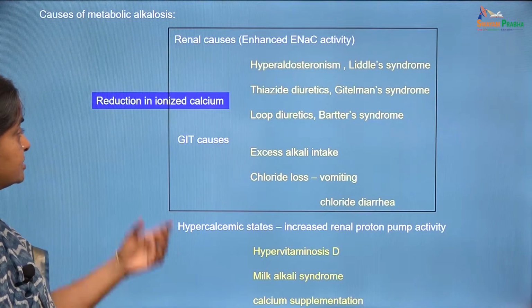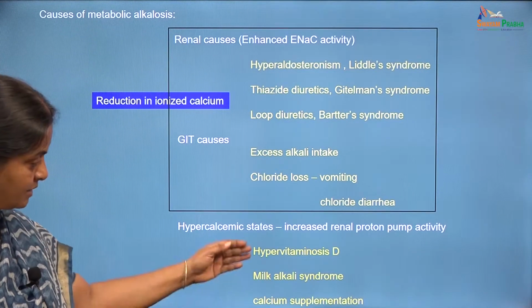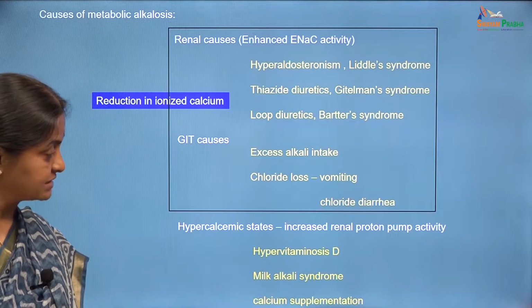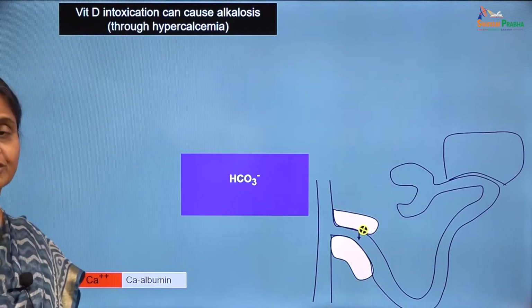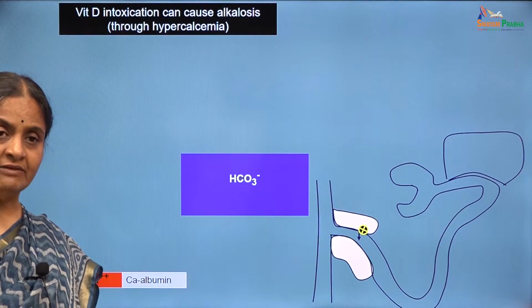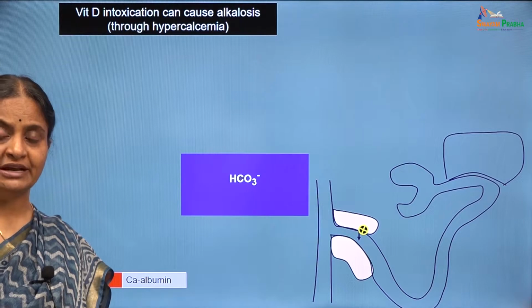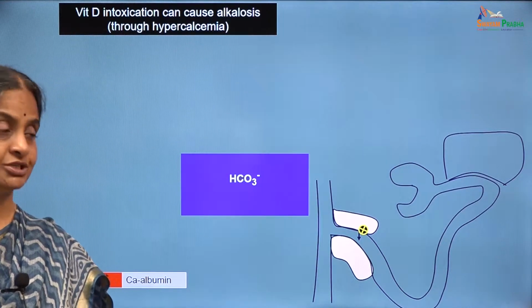So, in these causes, we have just seen that there is a reduction in ionized calcium. What happens in these conditions? Let us take vitamin D intoxication. We all know that there will be an increase in calcium in vitamin D intoxication, but why the metabolic alkalosis?